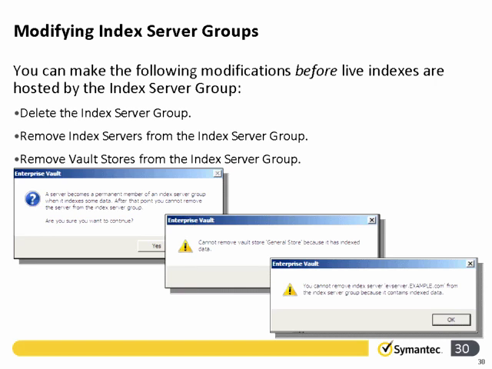And the next dialog box there in the middle is that if you try to remove a vault store after some item has been indexed in that particular vault store, it will not let you do that. And then it also shows you in the bottom right dialog box that if you try to remove an index server once something has been indexed, it will prevent you from doing that. Now, if in fact you haven't indexed anything in the index server group, you can remove vault stores and index servers from that particular index server group, but you can't do it if it's already had something indexed.